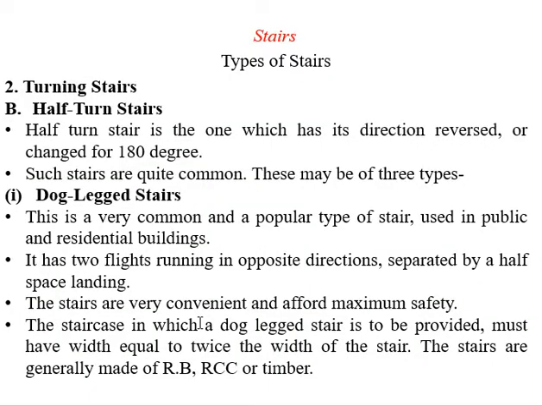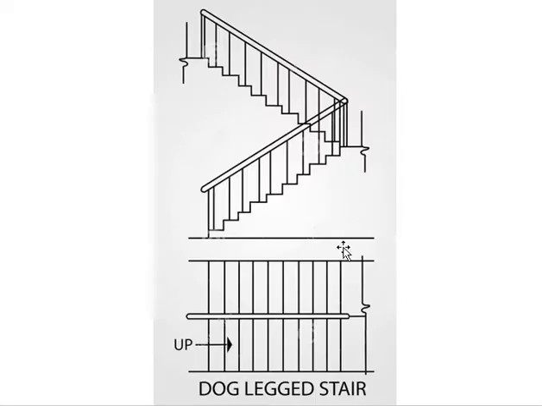These are very convenient and commonly used. They can be made either of RCC or timber-like materials. So this is the dog-legged stair. This is the cross-sectional view and this is the plan view. The distance between both of these flights is very negligible. We don't provide too much gap between both of these flights due to the constraint of the limited space that we have.